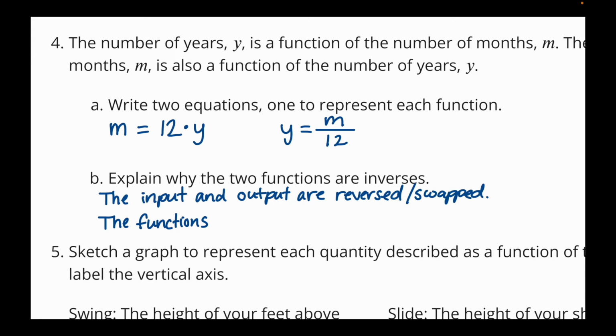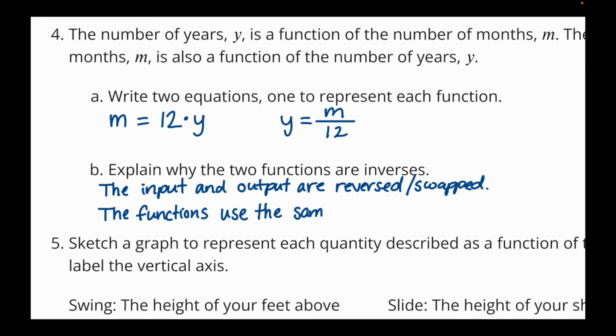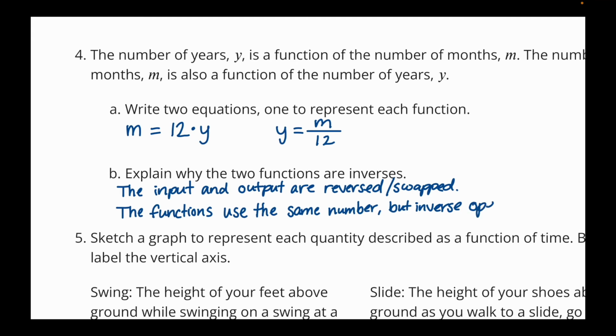So the functions use the same number, which is 12, but inverse operations. This is multiply and divide, which are inverses of each other.